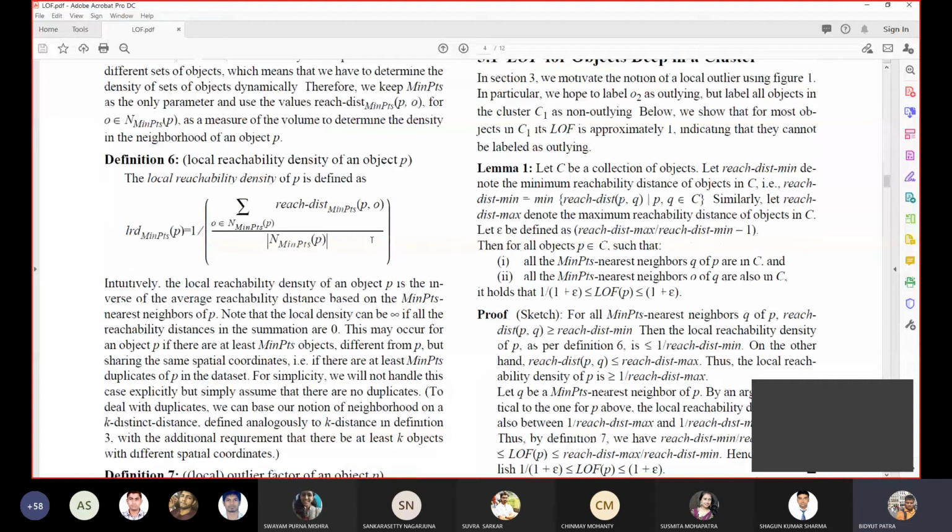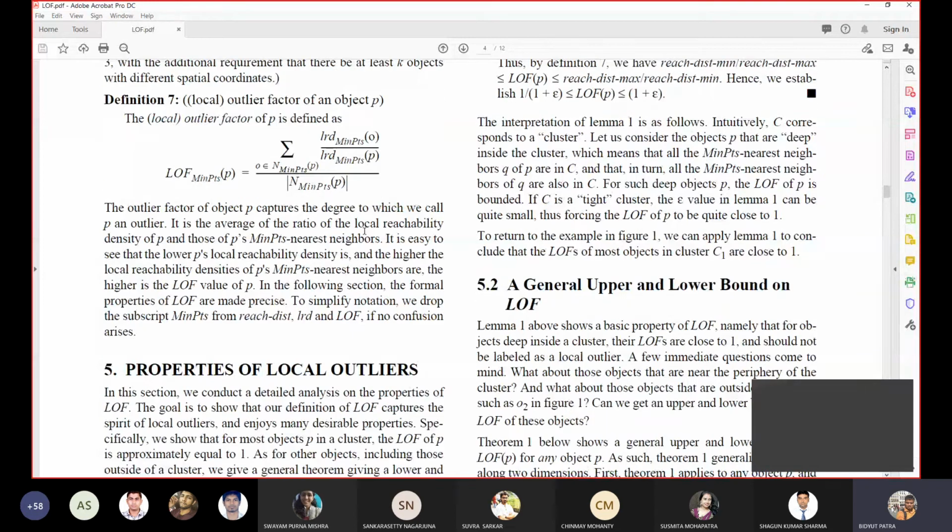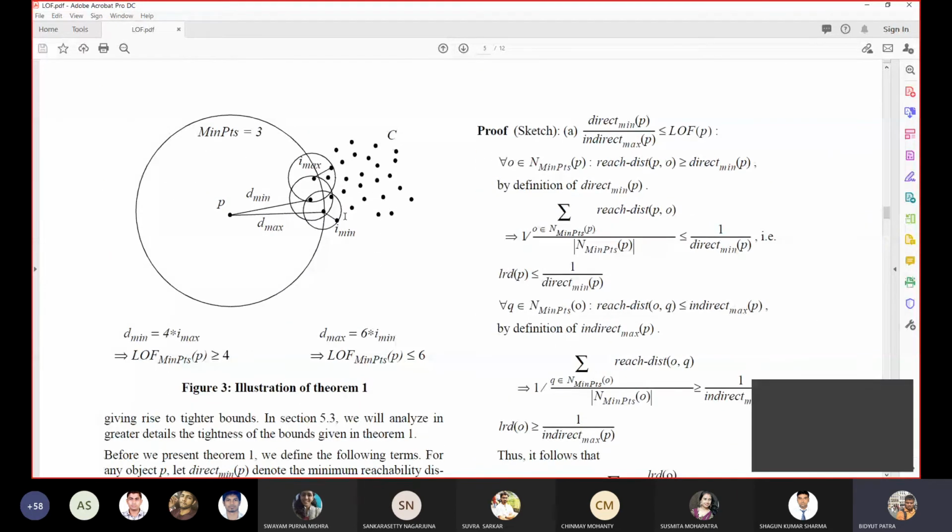Once you define the LRD, then you define the local outlier factor. The local outlier factor is the average LRD of O, where O is the nearest neighbor of the point P, divided by the LRD of the point P. Suppose you want to compute the local outlier factor of the point P. If the point is really an outlier, then the LOF value will be far greater than 1. If it is close to 1, then it is actually a cluster point.